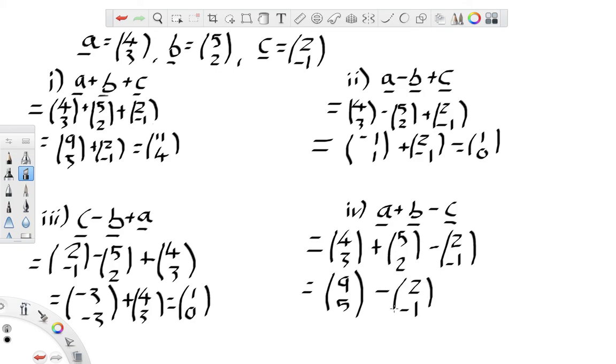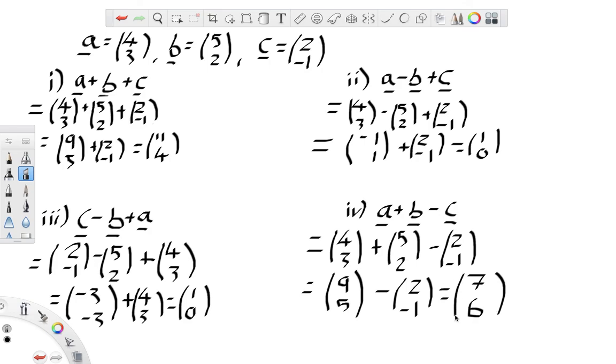So again, we've got to be careful here because we've got two negatives. So we'll work out the horizontal components first. That's 9 minus 2, which is 7. And we've got 5 minus minus 1, well, that will become a plus, so it's 5 plus 1, which is 6. So we get the vector (7, 6).